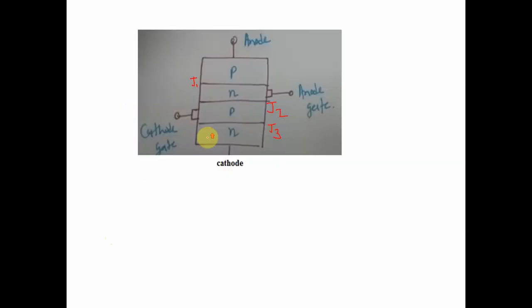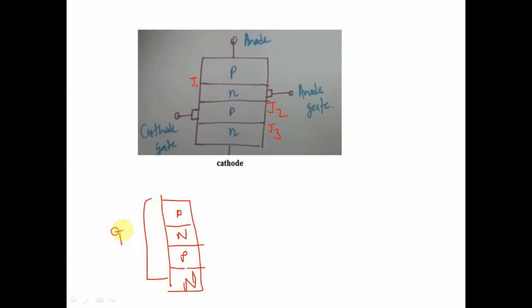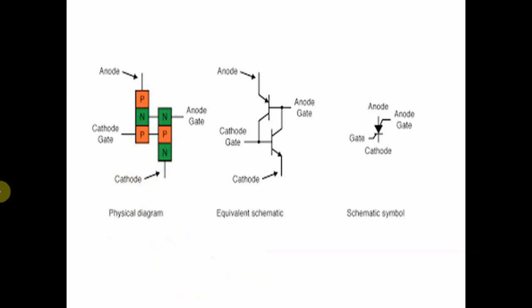If this PNPN structure is divided into three parts, as P, N, P, N, there are two slots. This is the T1 transistor and this one is the T2 transistor. The T1 transistor is a PNP transistor and the T2 transistor is an NPN transistor. Here the base is connected to the collector side of the NPN transistor, and this base is connected to the collector side of the PNP transistor.